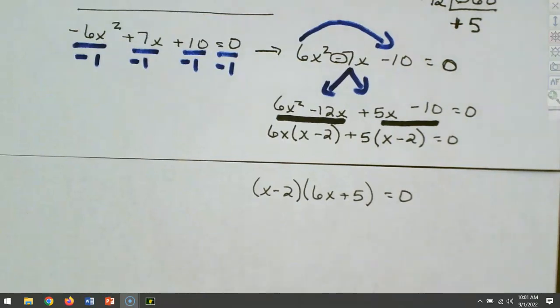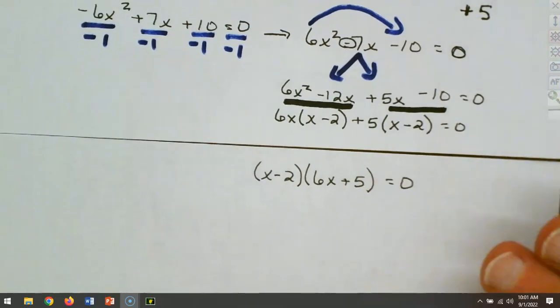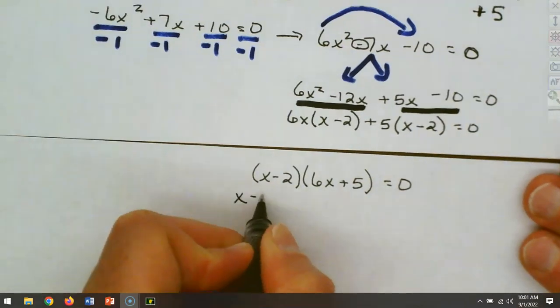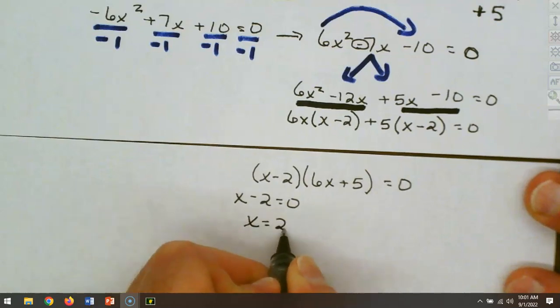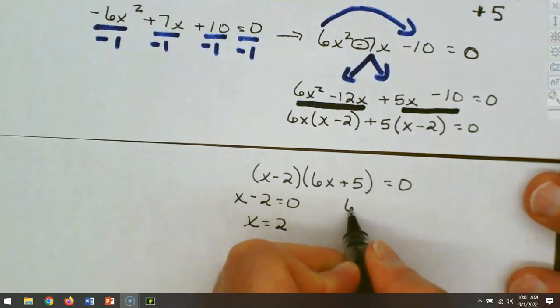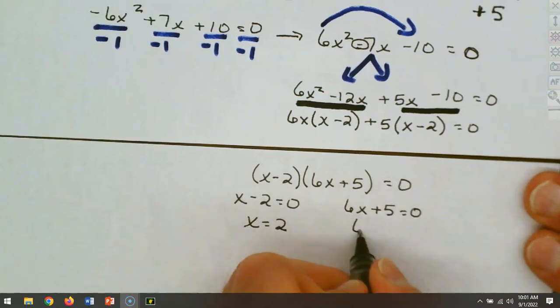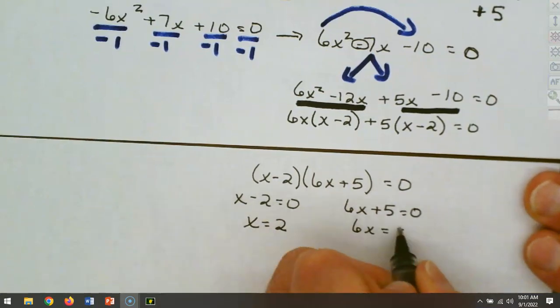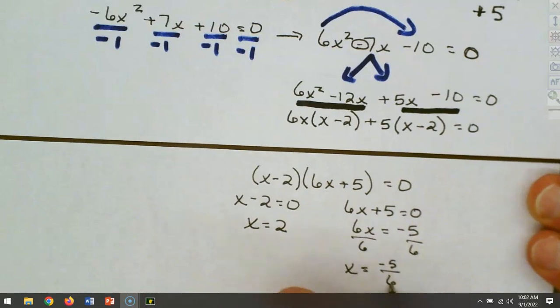So now we need to get our two solutions. Okay, so we've got it factored. So what would our two solutions look like? Let's set these to 0. So x minus 2 equals 0. One solution now is x equals what? 2, like it should be. The other one is 6x plus 5 equals 0. Move that 5 over. So 6x equals a negative 5. Divide by your 6. And now we have x equaling a negative 5/6.